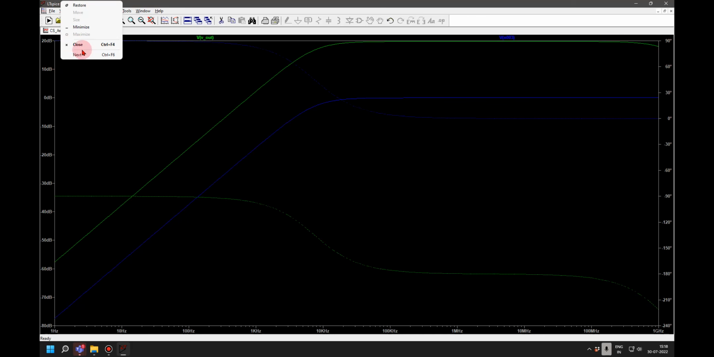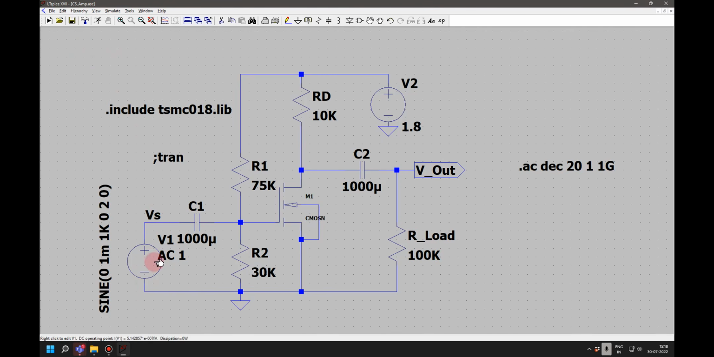This attenuation, will C2, the coupling capacitor on the output, also contribute? No, this C2 will contribute towards the low frequency only. High frequency will be contributed by the CGD essentially. Yes. Okay. Is it okay?